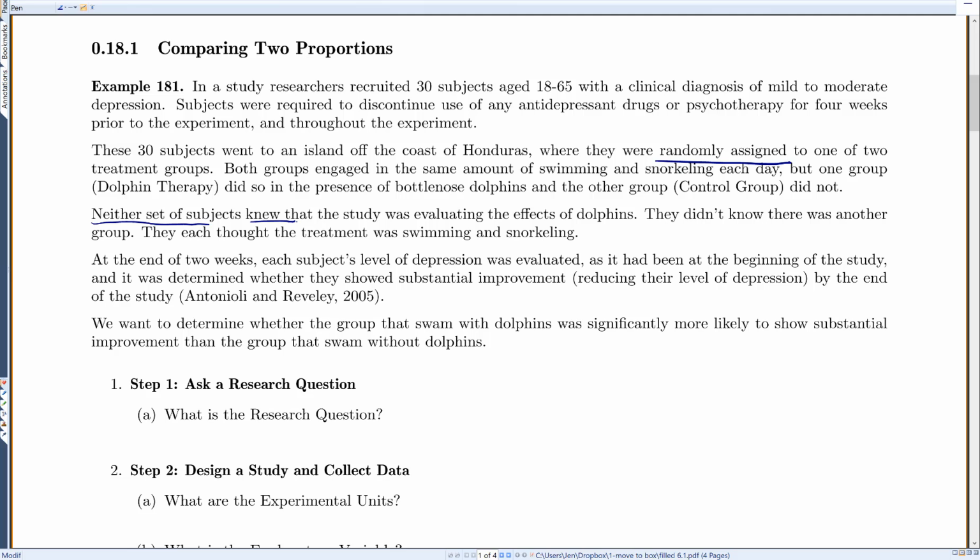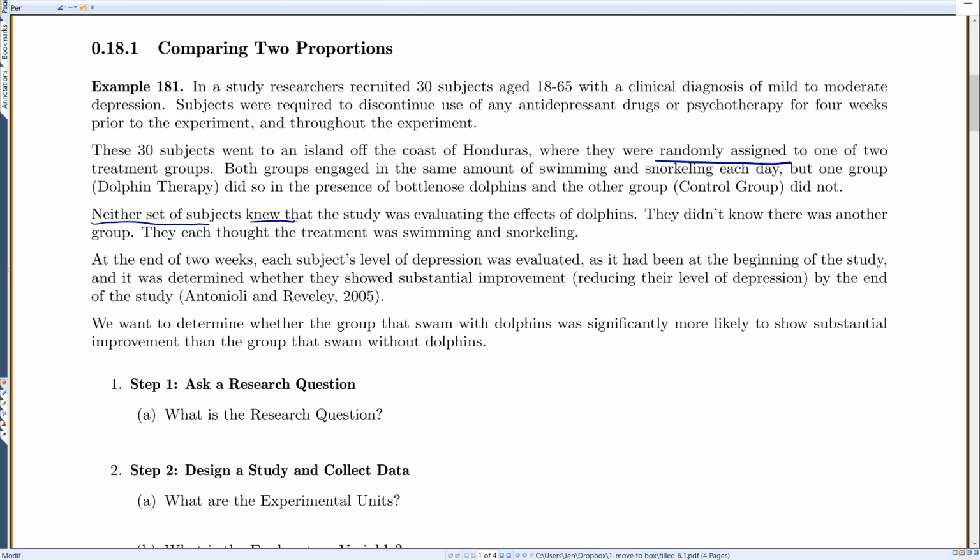Okay. So why do you think they put that in? I think they put that in to tell us that the study is going to be blind, which we'll talk about in a minute again. At the end of 2 weeks, each subject's level of depression was evaluated, as it had been at the beginning of the study, and it was determined whether or not they showed improvement, so whether or not their depression was reduced by the end of the study. We want to determine whether the group that swam with dolphins was significantly more likely to show substantial improvement than the group that swam without the dolphins.